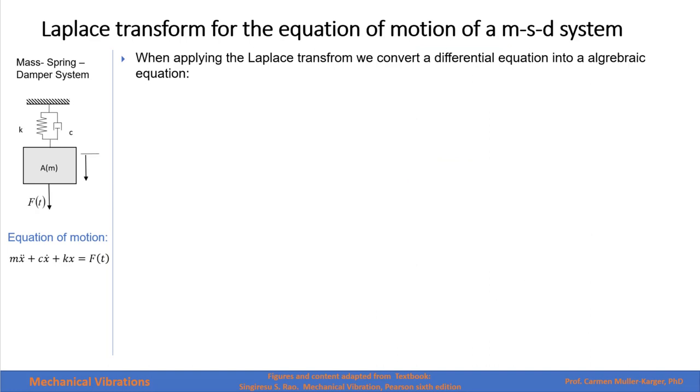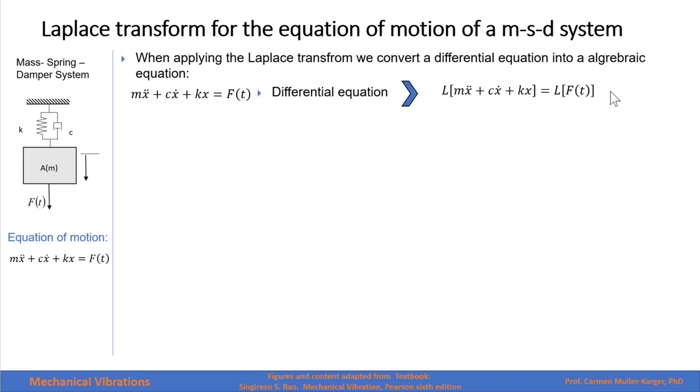Now that we have reviewed the Laplace transform, let's apply it to the equation of motion of the system, and we will convert this differential equation into an algebraic equation. We will apply the Laplace transform to both sides of the equation. On this side, you see that we have the acceleration. We already reviewed how to apply the Laplace transform to a derivative. We have the velocity and we have the displacement. And on this side of the equation, we already also reviewed how to apply the Laplace transform to different functions.